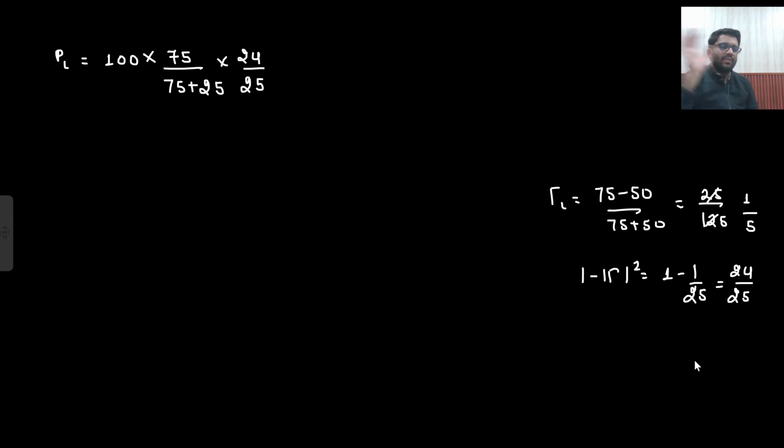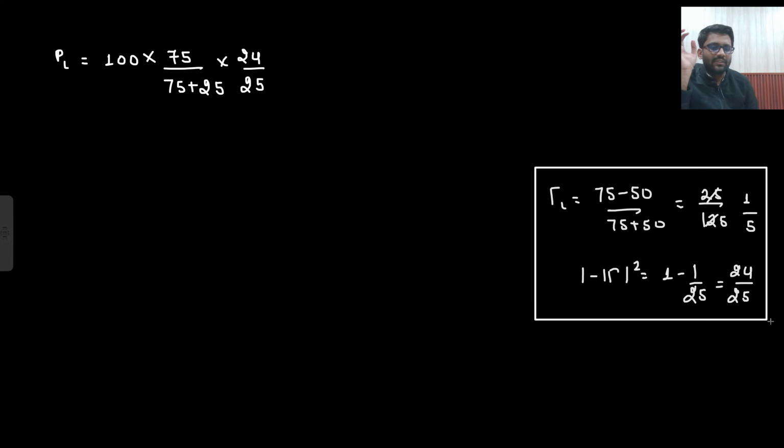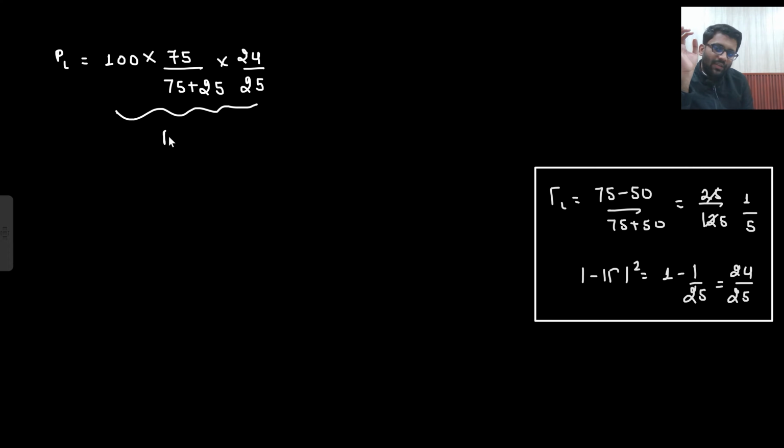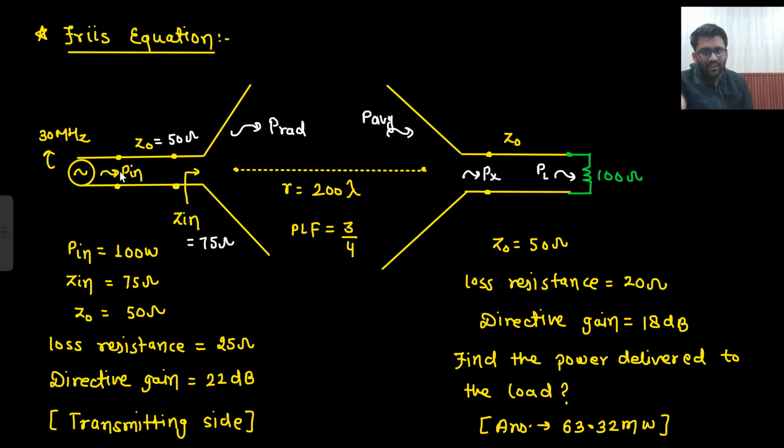Say yes or no. Till this point it is clear. So this is some rough work that we have done. What is this quantity? This is your P radiated. From here P in came in, and this is the P radiated. Now what do I need to find? My next task would be to find P average.